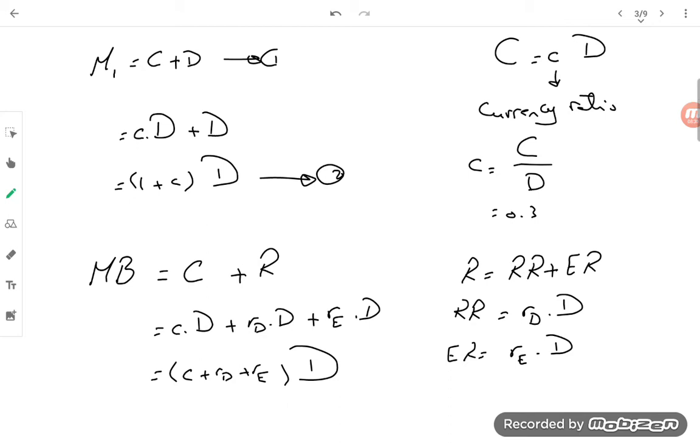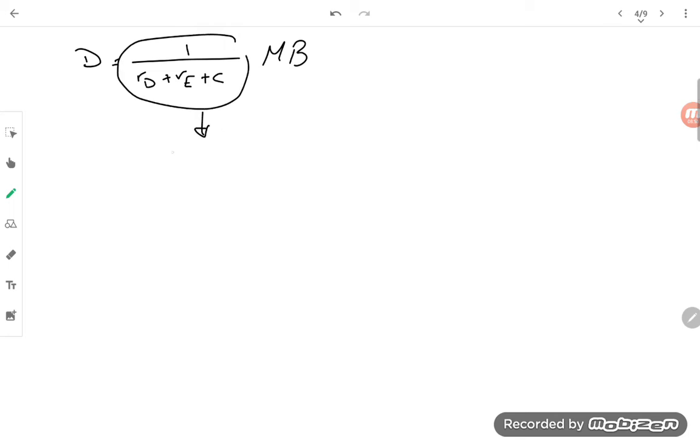If you would like to find the value for D in order to substitute in equation number 2, we can write D as 1 over RD plus RE plus small c, multiplied by the monetary base. And this is known as the deposit multiplier of M1, or small d1. The deposit multiplier measures the effect of the change in monetary base on the total demand deposits.